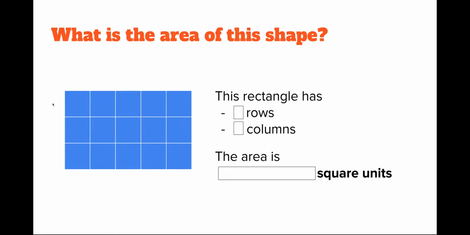Let's see. We have 3 rows, 1, 2, 3, and 1, 2, 3, 4, 5 columns. That means we have 3 groups of 5. We need to add 5 3 times. So we have 5, 10, 15. 15 square units. That's not so hard.